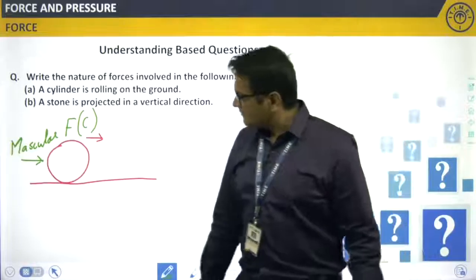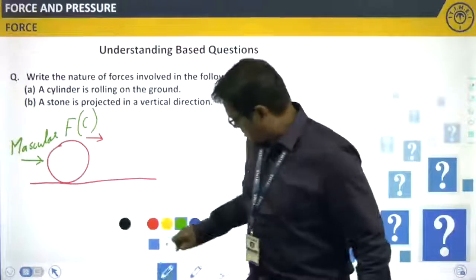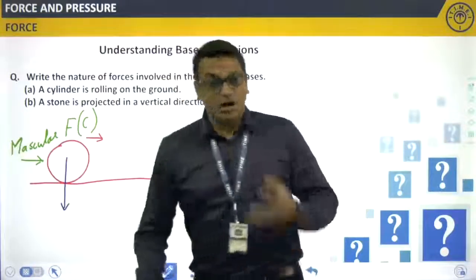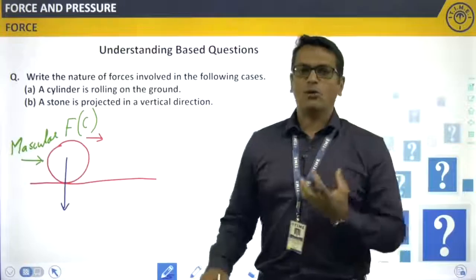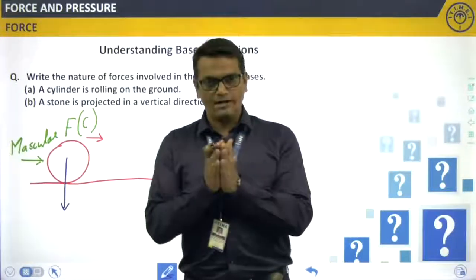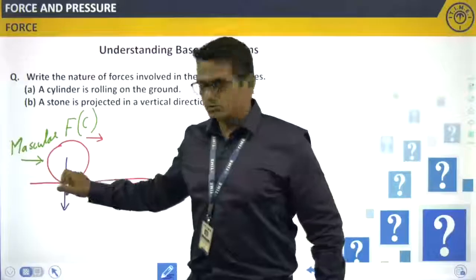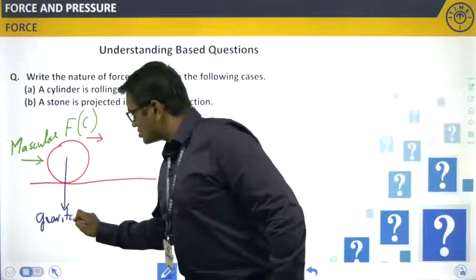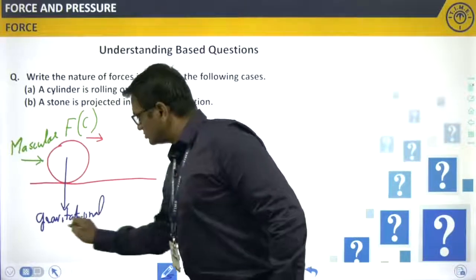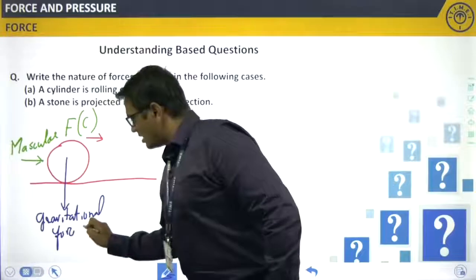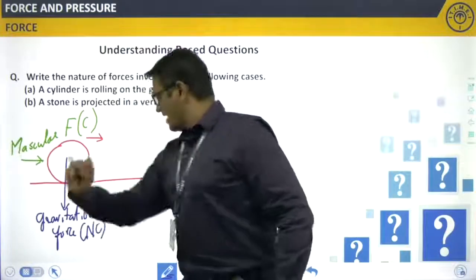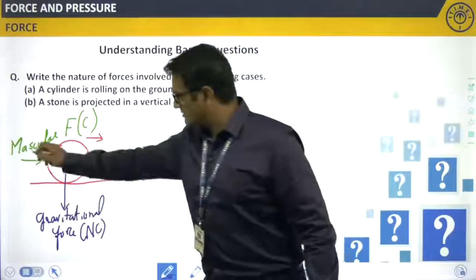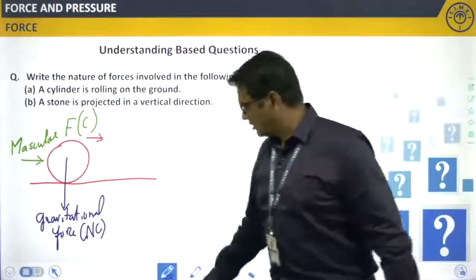Okay. Then let us do it with purple. The weight, the earth that is pulling it. Now we know earth, to pull it, need not be in contact, right? So this is a non-contact force. What is that? Gravitational force. And that is a non-contact. Let me write it as NC, non-contact force acting on it. Okay, so one downwards, another I have pushed it, so it's rolling in this direction.